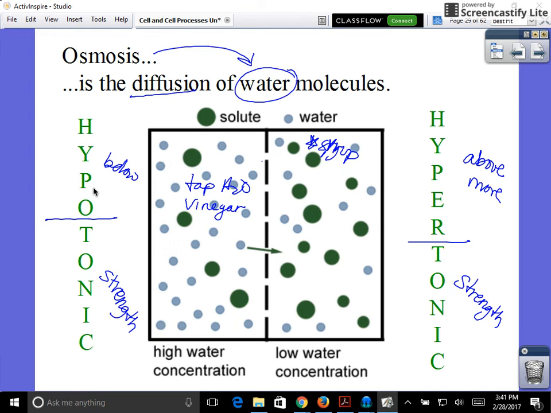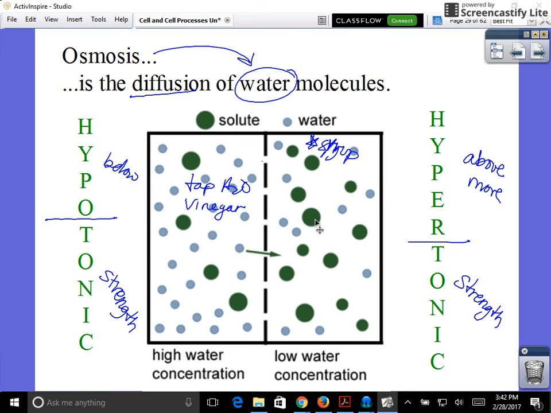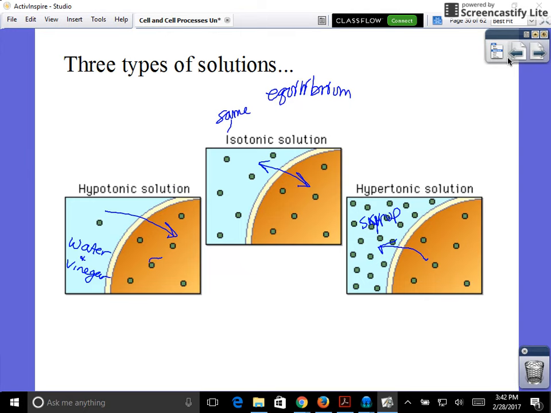So I remember that hippos like to play in the water. So in a hypotonic solution, there's lots of water and less solute. Hypertonic, there's more solute, so that's these green, and there's less water. Now, the water is what's moving across the selectively permeable membrane because these large solutes cannot move across. So in a cell, water is going to move from hypo to a hypertonic situation.